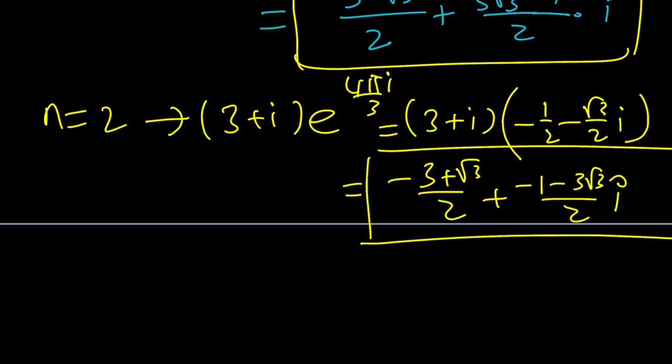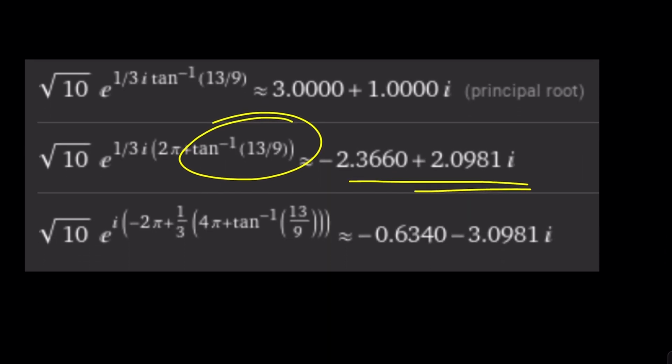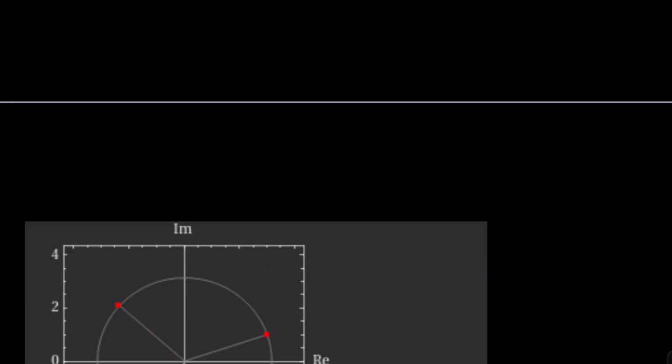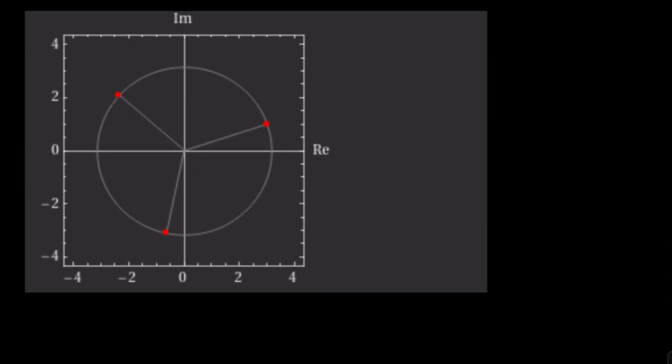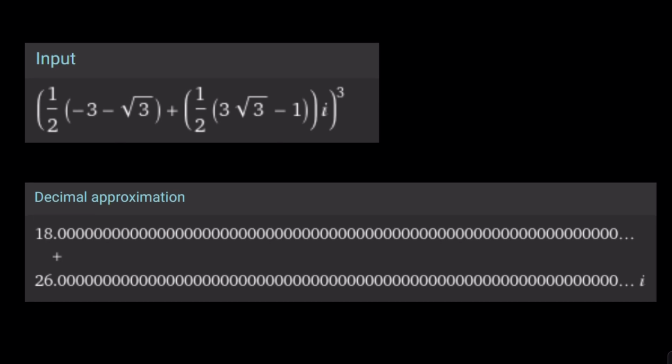So here we go. I gave you all the numerical values, but I have more to show you, so hang in there. First of all, this is the result I already shared with you. This is the WolframAlpha with the arctangent. So ugly, right? And these are the roots. Now, let me tell you something. If I take one of these roots and cube it, ta-da, I get 18 plus 26i.